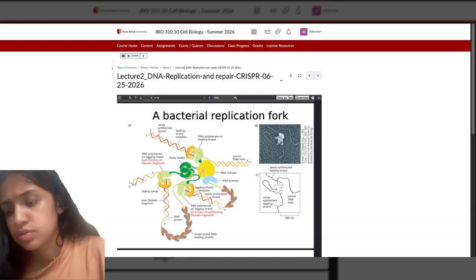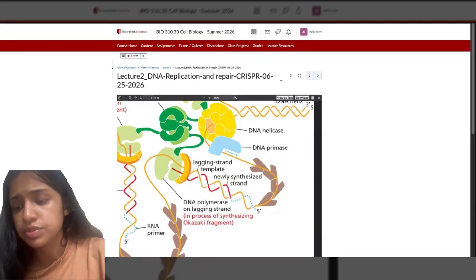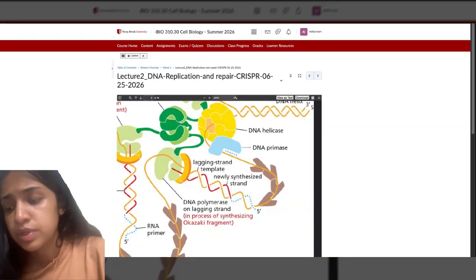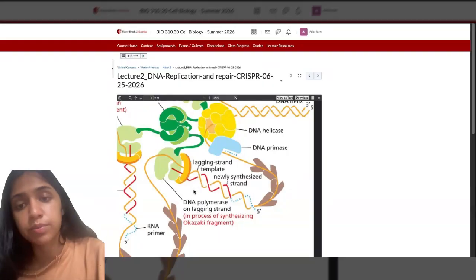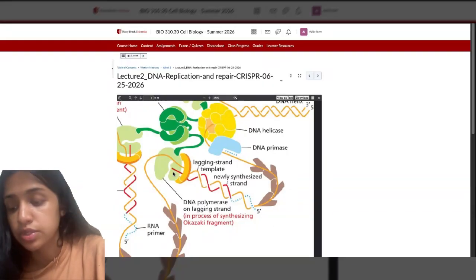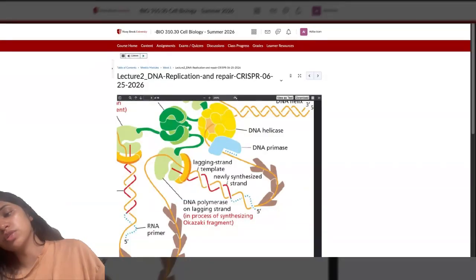The template runs and the lagging strand is running in the weird way, right? It still only works 5' to 3', but the template is running the wrong way. We see that 5' is here, 3' is here. So the polymerase copies little sections; the lagging strand is made in pieces, each piece starting with a new RNA primer. Okazaki fragments are the little DNA pieces. Eventually all pieces are connected.